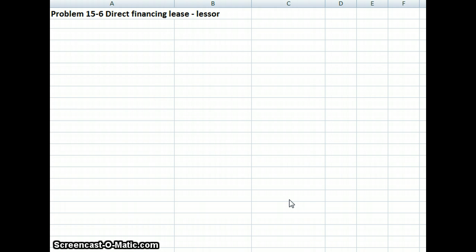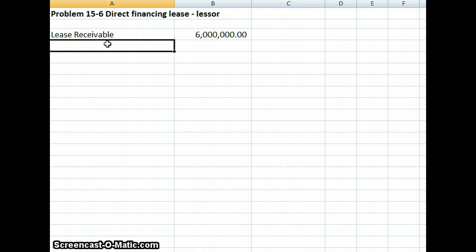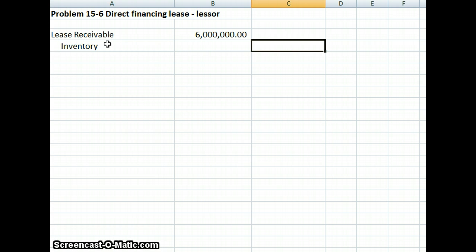So what we're going to do here is I just want to go through the entries that they would make. The first thing we're going to do is record our lease receivable. Again, this is the lessor, so they're not going to have a payable, they're going to have a receivable. In this case, it is $6 million. We are going to credit then our inventory. Again, this is a direct financing lease, so it's not a sales lease. So we're going to take that out of inventory for $6 million.